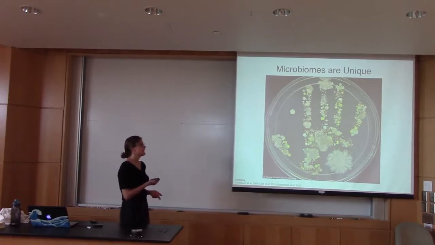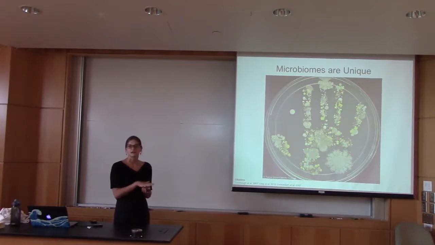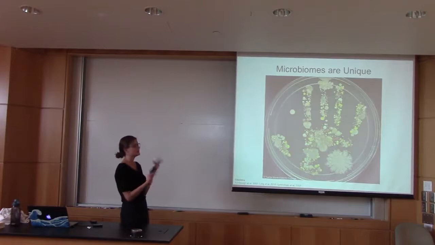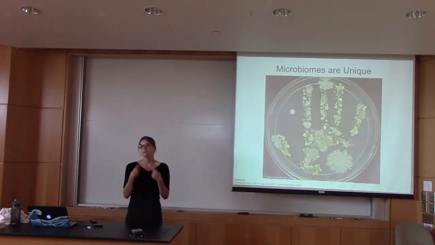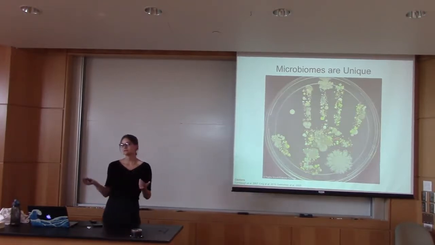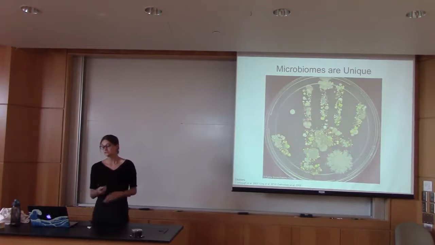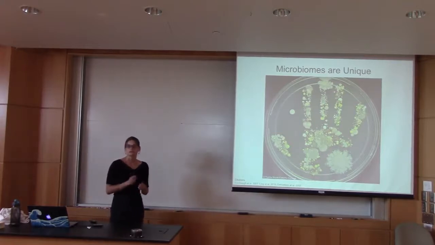So here is an agar plate where a person put their hand on agar gel, which transferred the microbes from their hand onto the gel, and they allowed the gel to grow. And as you can see, there's a huge diversity in the microbes that grew on that gel. And if you compared this gel to the handprint of another person, it would look very different. So people's microbiomes are very unique.